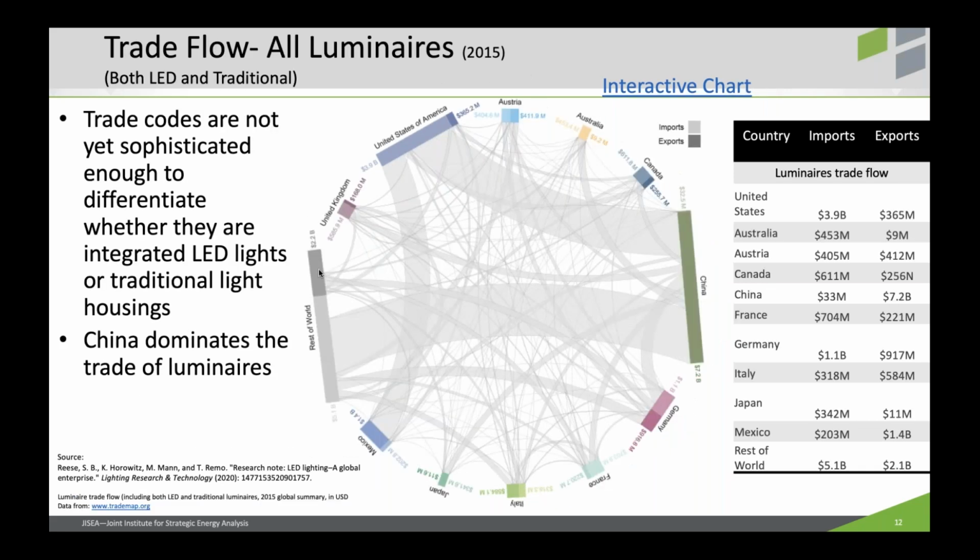We next looked at the trade flow of all the luminaires. So where are all the lighting products coming from and going to? The trade codes were not sophisticated enough to differentiate whether a light was an LED light or a traditional light, so these are all lumped together. What we found is that China, in fact, dominated the trade of the luminaires. The U.S. in 2015 imported 3.9 billion, with the vast majority of that coming from China.